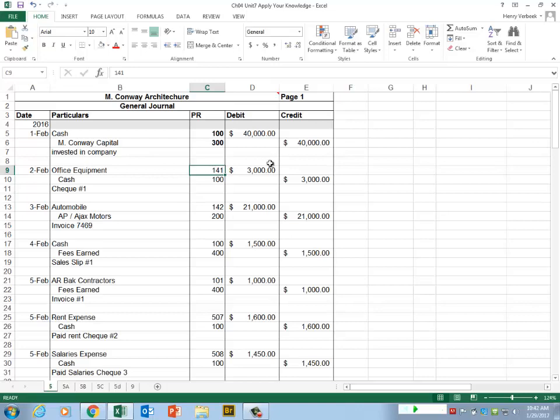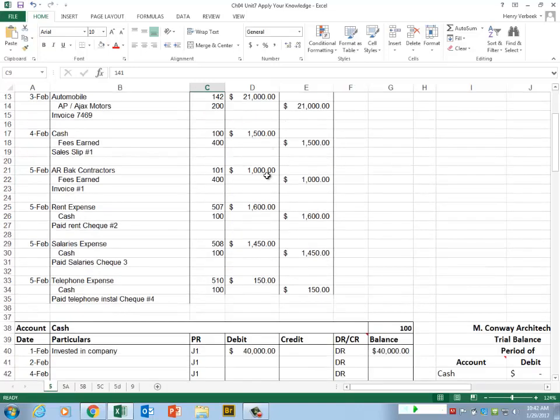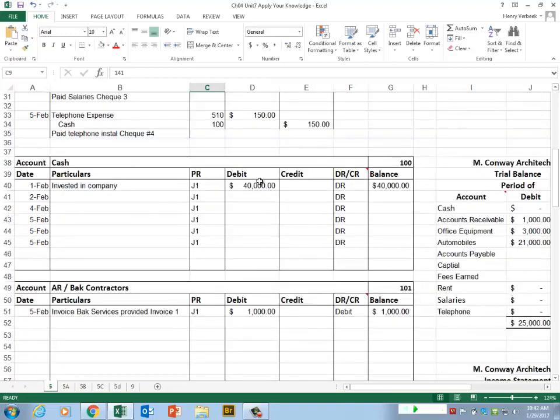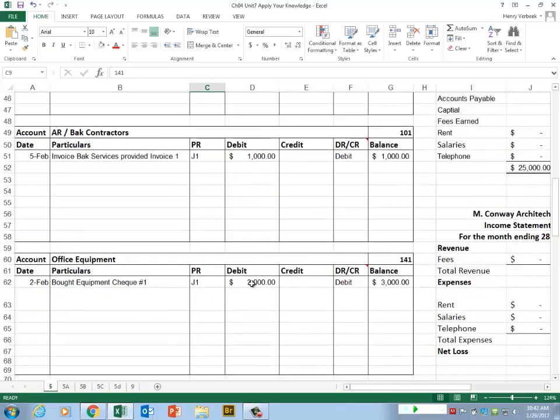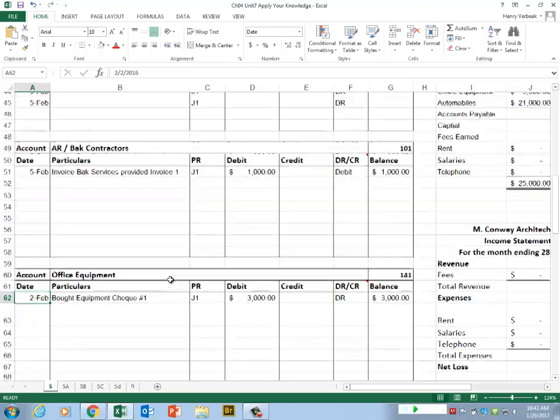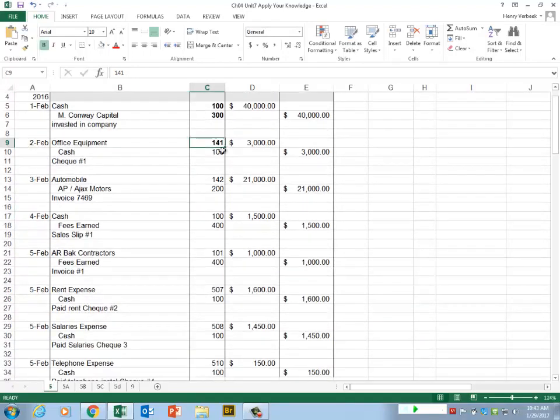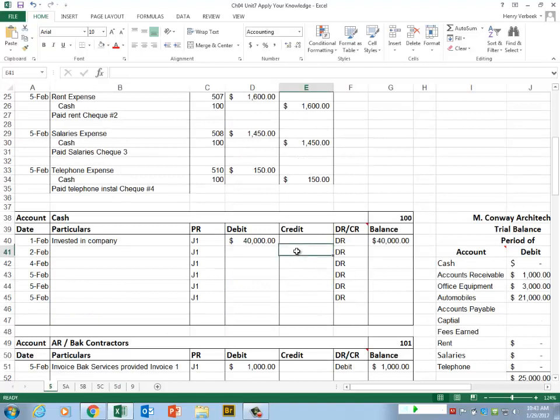Office equipment, 141 for $3,000 in a debit. $3,000. You go equals, click on that one to get it there. It's a debit, DR, and bought equipment on check one. I'll bold that to show that I've done it. And then cash, $3,000 has got to go out. Okay, so we're going to head over to here, and we're going to put in $3,000. Now here we've got to go equals this minus this.